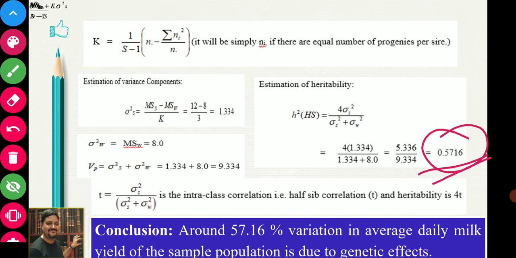So here you have to remember that in case of half sib, the intra-class correlation will be multiplied by 4. In case of full sib, it will be multiplied by 2. And what is the formula for intra-class correlation? The intra-class correlation is equal to variance due to sire divided by phenotypic variance, that is sigma square s plus sigma square w. So based on that, we can conclude that around 57.16% variation in average daily milk yield of sample population is due to genetic effect. This heritability indicates that 57% is due to genetic effect.